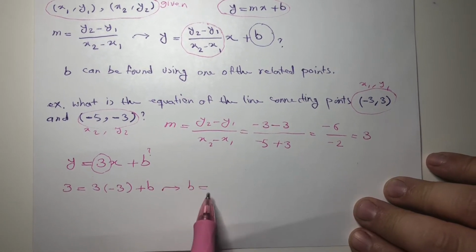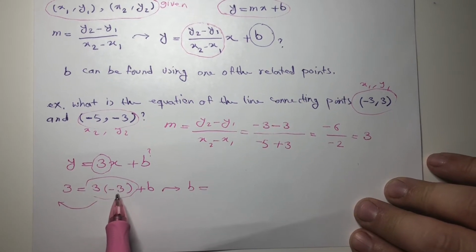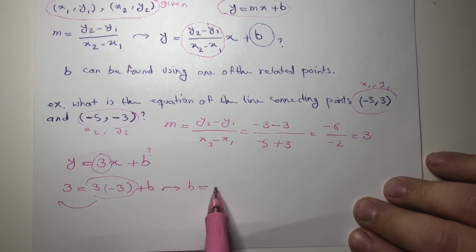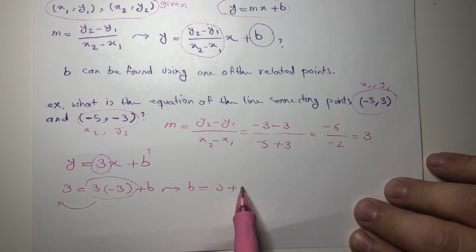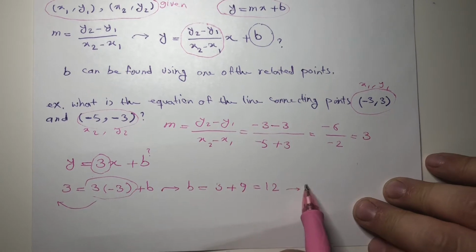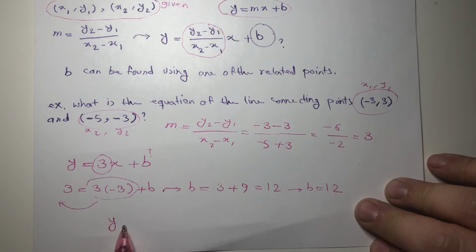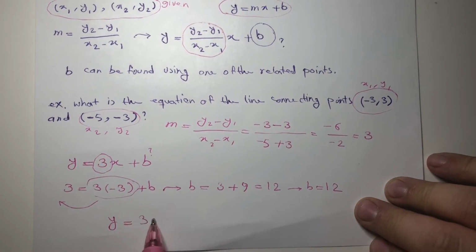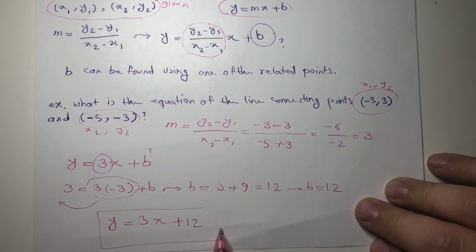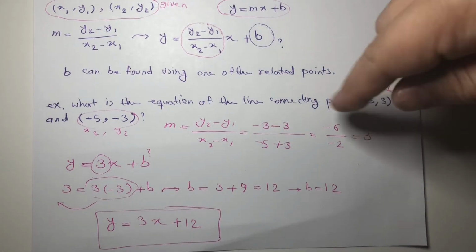So from here, b equals, if we take this term to the other side, it is -9. When it goes to the other side, it becomes +9, right? So it would be 3 plus 9, which is 12. Then b is 12. Now we have the equation of the line, right? y equals 3x plus b, and b is 12. So we found the equation of the line using two related points.